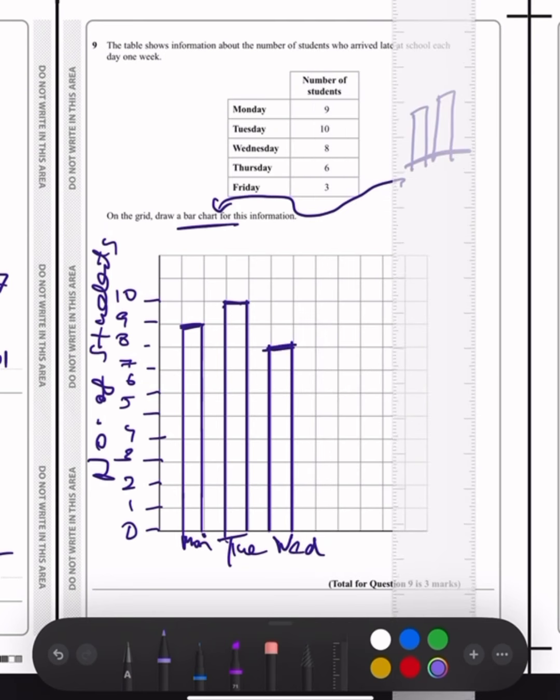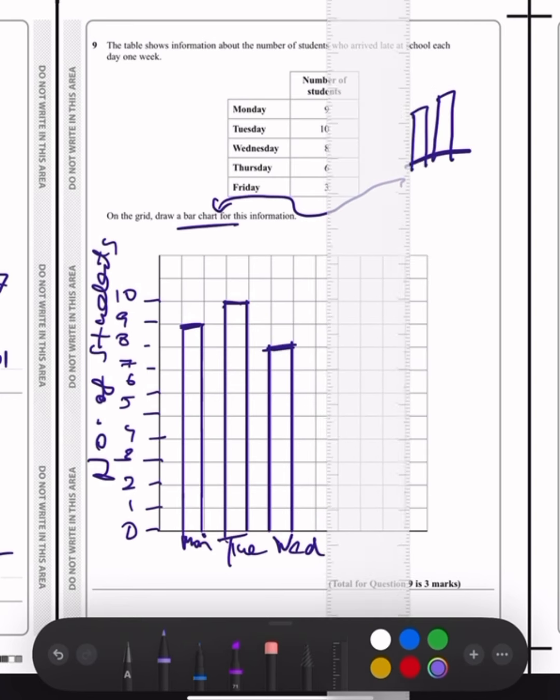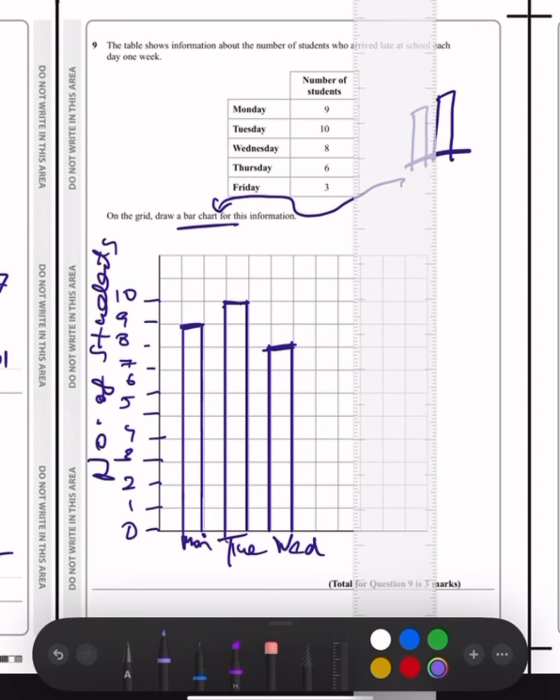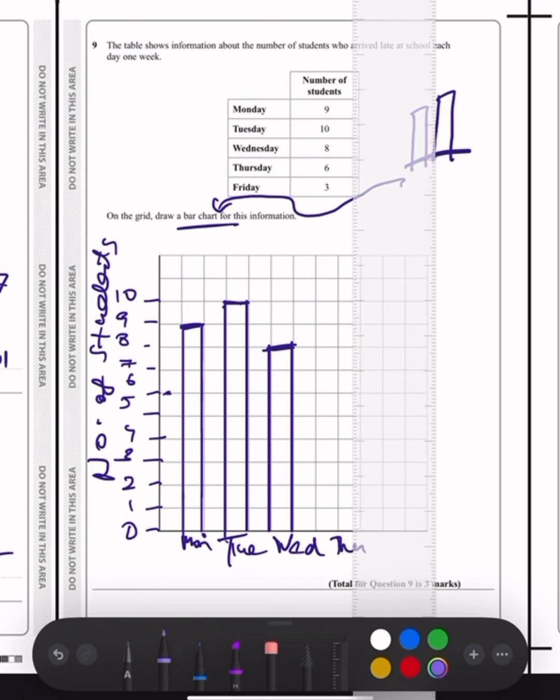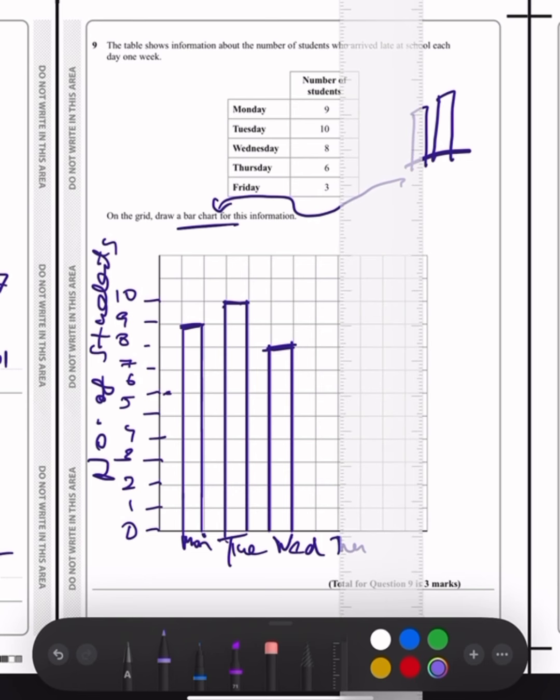In the next one we have Thursday, which says 6. So we have 6 right here. 1, 2, 3, 4, 5, 6 is right here, if you can see my point. Okay, so here we're going to mark it. So we write Thursday first. So we write Thursday here and then we mark it. So Thursday we have here.